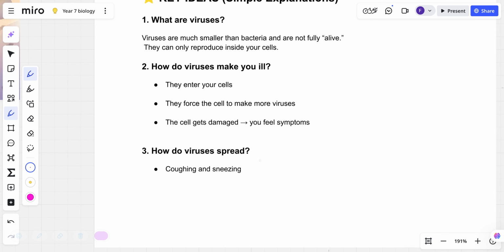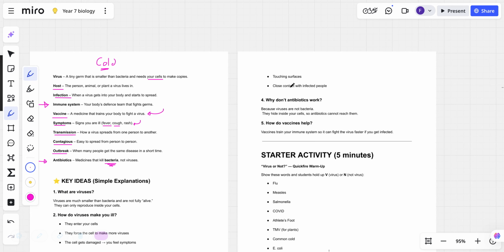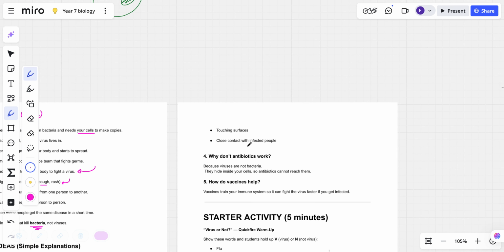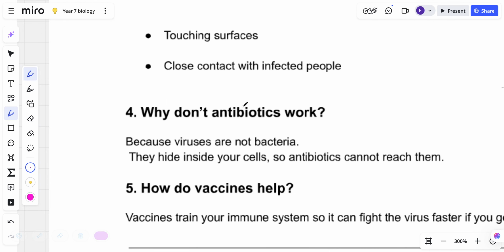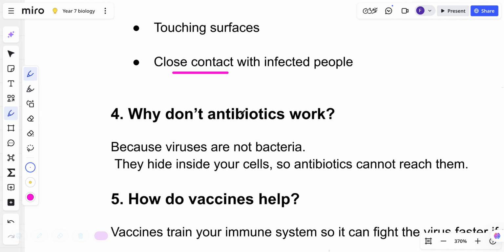Now, I've covered literally everything. So how they spread: coughing and sneezing, touching surfaces, or even, when my children are ill, if I give one of them a hug, I'm going to get it. Close contact with infected people.